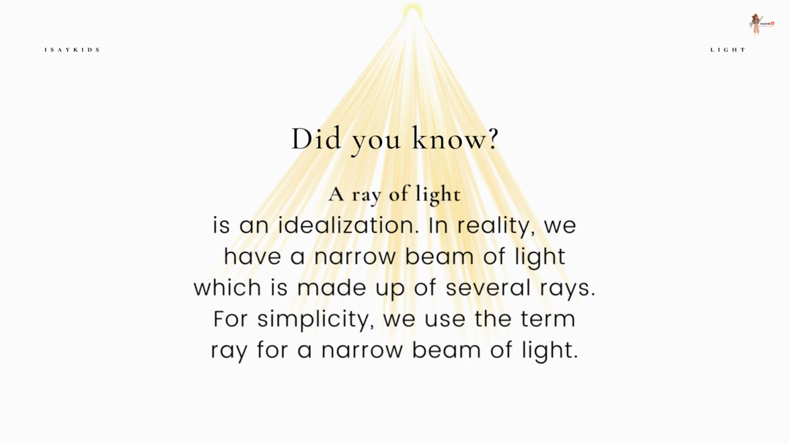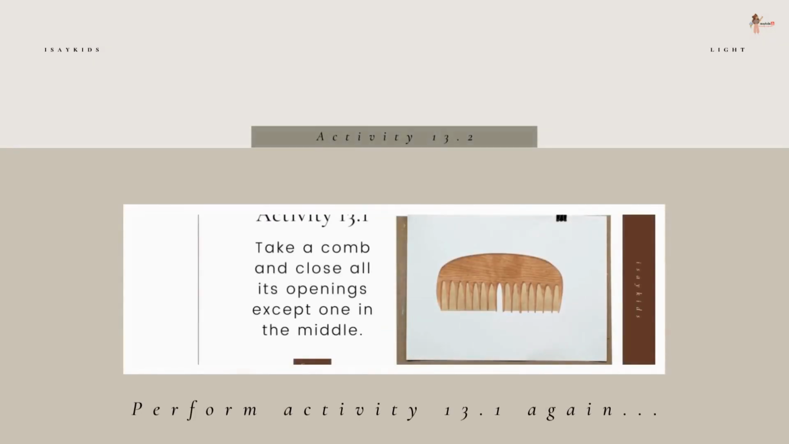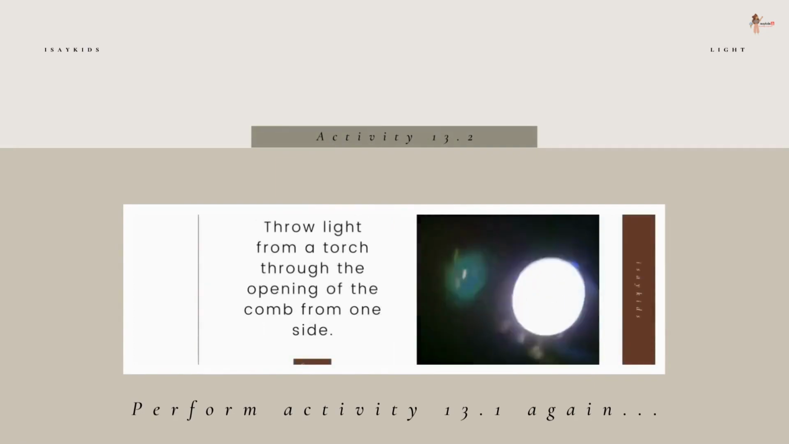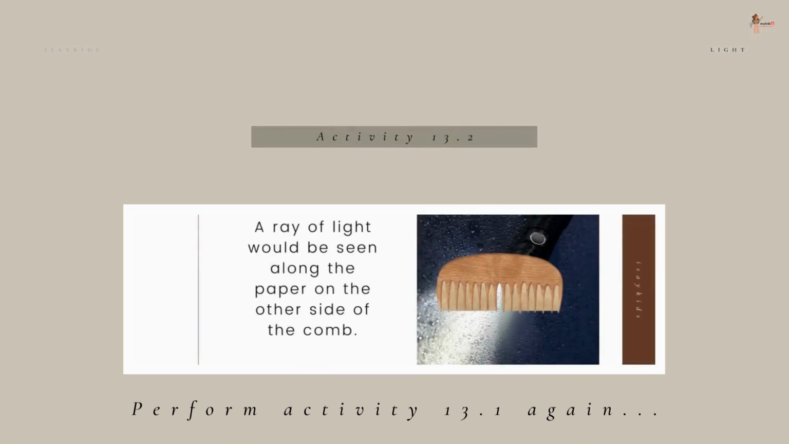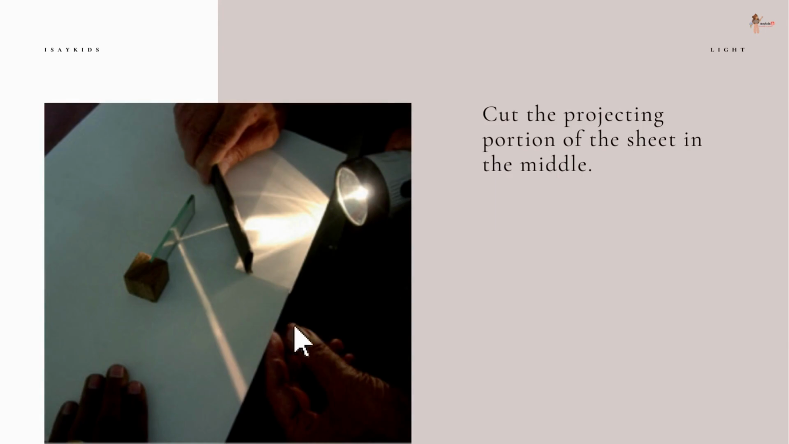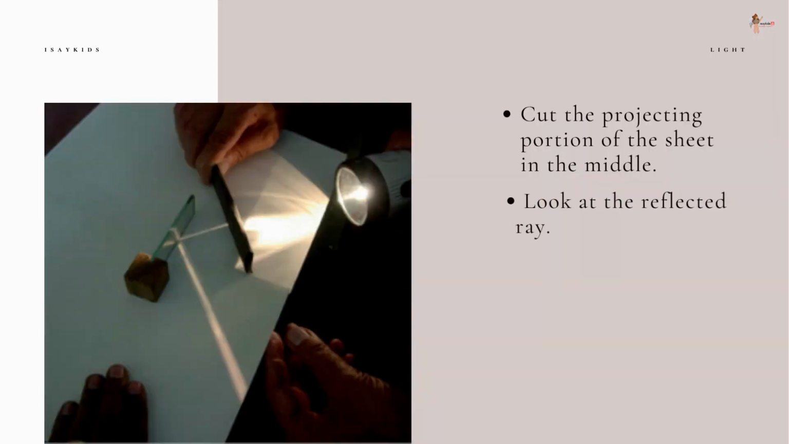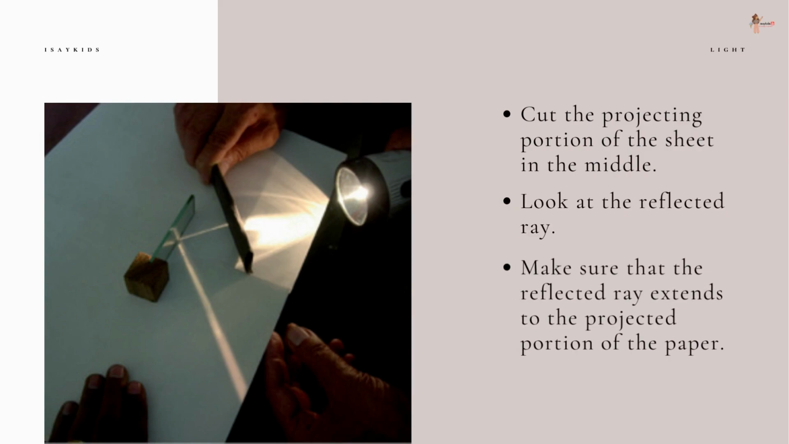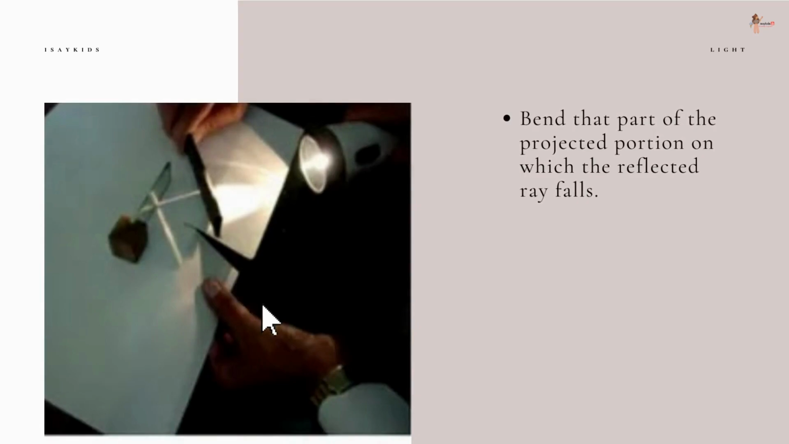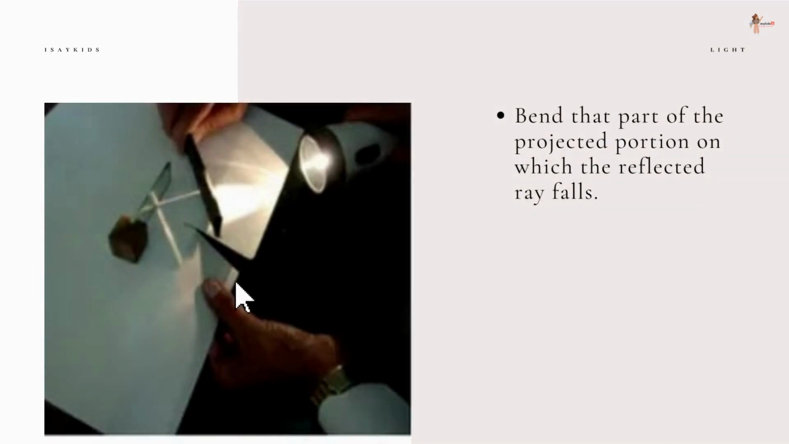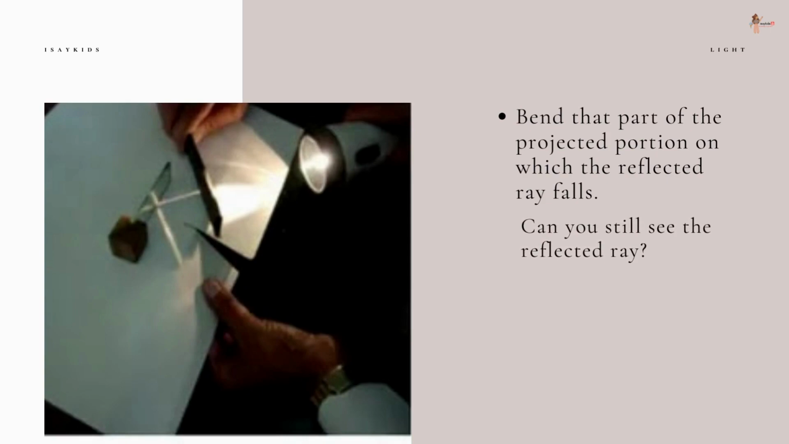Now, let us perform another activity on reflection. Perform activity 13.1 again. This time, use a sheet of stiff paper or a chart paper. Let the sheet project a little beyond the edge of the table. Now cut the projecting portion of the sheet in the middle. Look at the reflected ray. Make sure that the reflected ray extends to the projected portion of the paper. Bend that part of the projected portion on which the reflected ray falls. Can you still see the reflected ray?